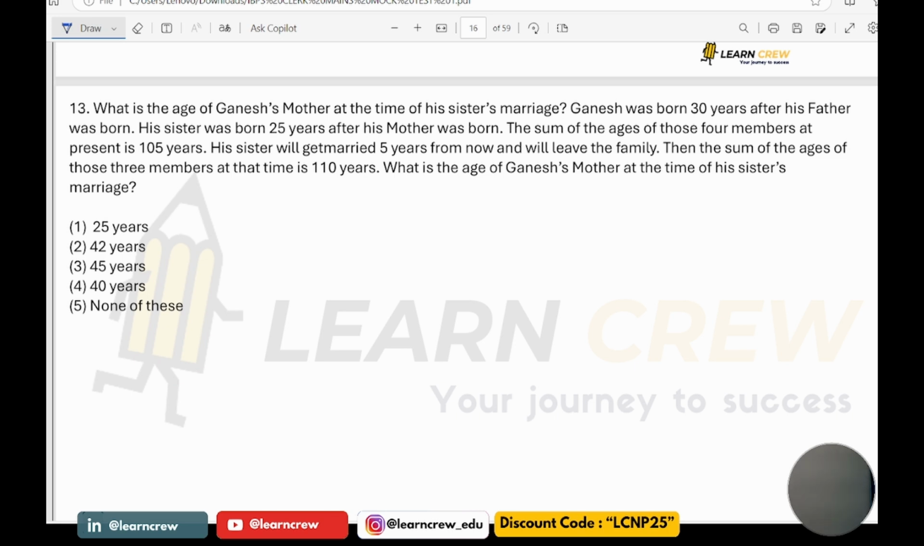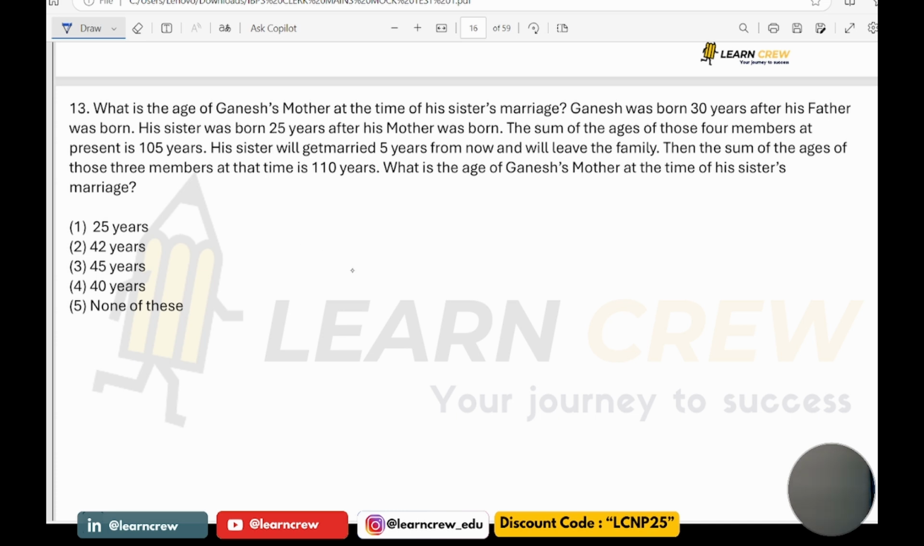Next, what is the age of Ganesh's mother at the time of his sister's marriage? Ganesh was born 30 years after his father was born. His sister was born 25 years after his mother was born. The sum of the ages of those four members at present is 105 years. His sister will get married 5 years from now and will leave the family. Then the sum of the ages of those three members at that time is 110 years. What is the age of Ganesh's mother at the time of his sister's marriage?